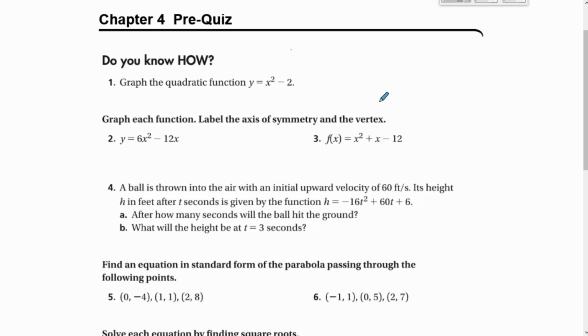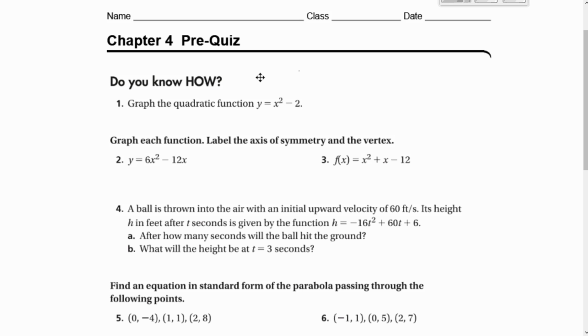So here is the pre-quiz video for chapter 4. We're graphing, and the first one's about graphing quadratic functions. If you'll notice, this is y equals ax squared plus c. We're missing our b, so our b is equal to 0 here. If I'm asked to graph this, it's a little easier because I can just use basically the points 1, 0, and -1 because my b is 0.